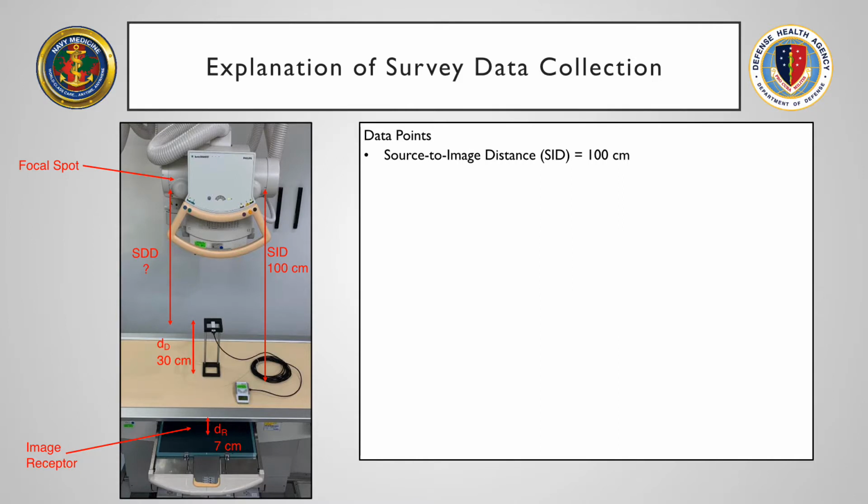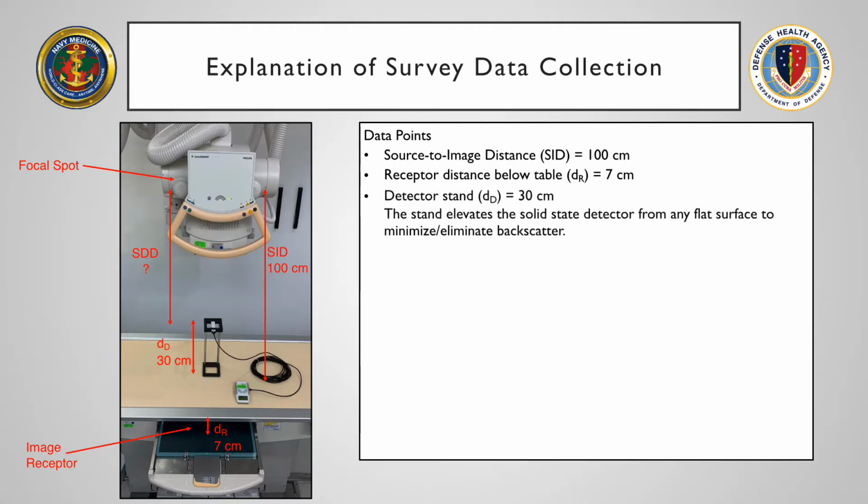The distance below the table is 7 centimeters, and this can come from a tape measure, or you can find it from the technical manual, which is preferred. It's more accurate. And then the detector stand is 30 centimeters. That's the detector stand or detector distance. The stand elevates the solid state detector from any flat surface, and it eliminates or minimizes backscatter. Now, I used a solid state detector for my test. The problem uses an ionization chamber, but in the end, it doesn't matter because you have a recorded radiation measurement.